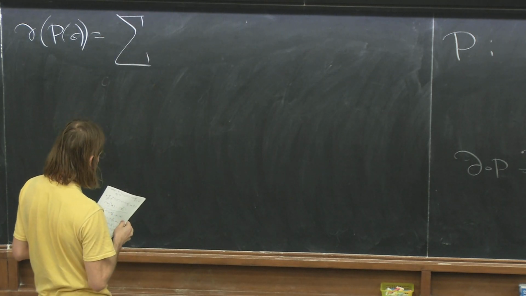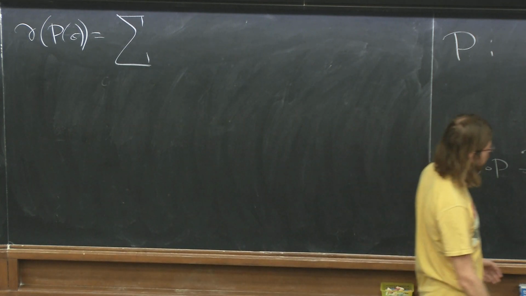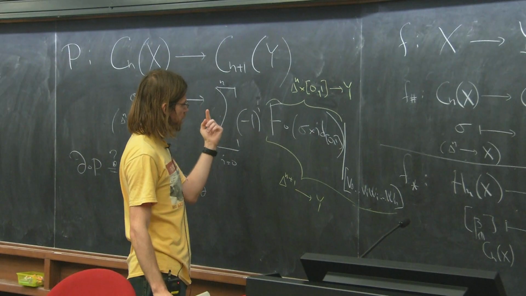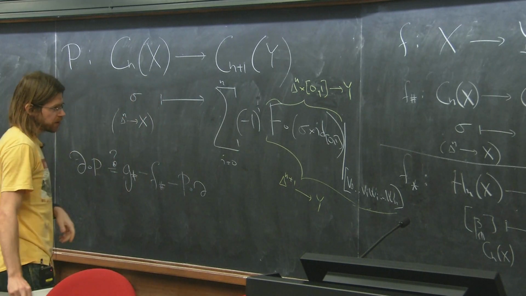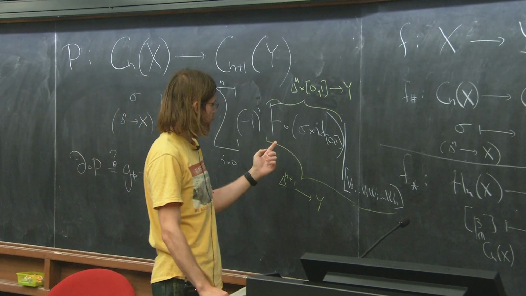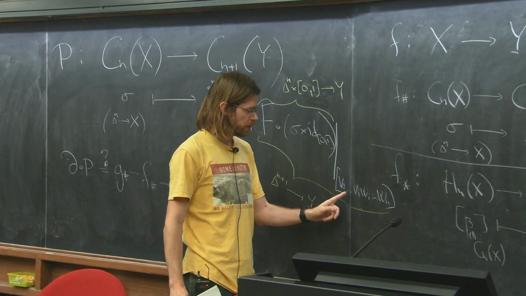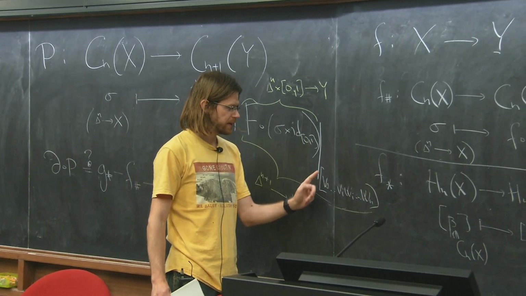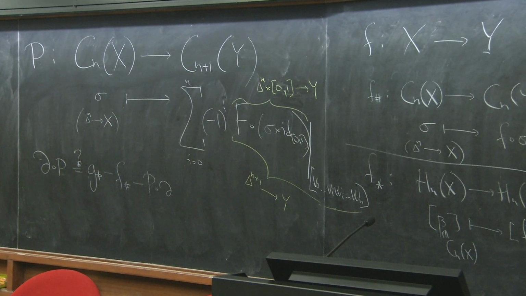So we already have an explicit expression of what P of sigma is, and then we need to act by the boundary homomorphism on this expression. We have to take a sum where in each term we remove one vertex in this simplex.